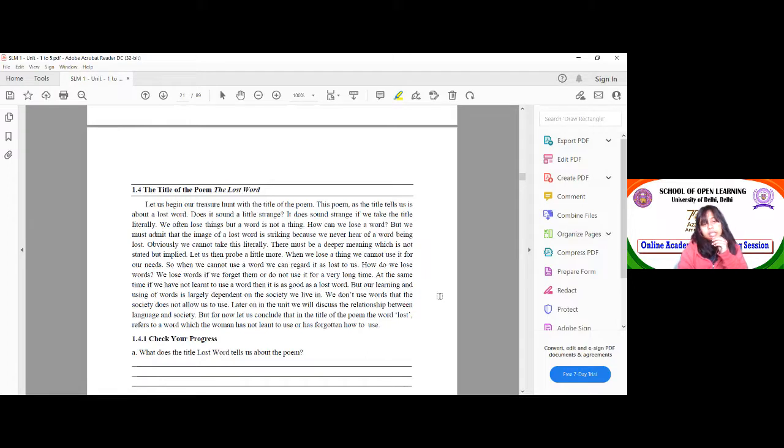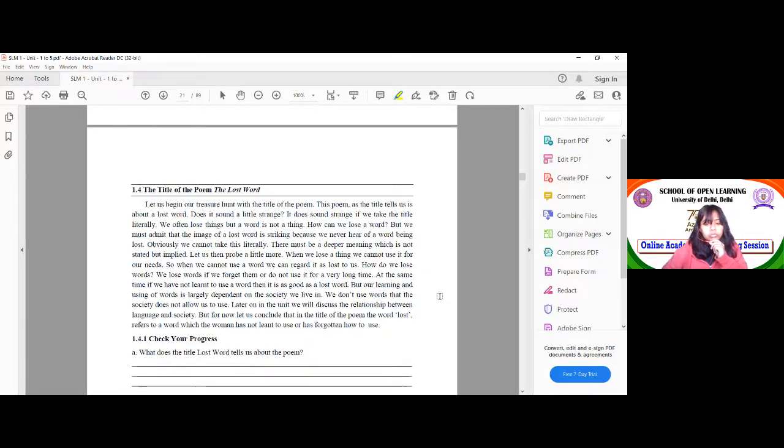So here it's written, let us begin our treasure hunt with the title of the poem. This poem, as the title tells us, is about a lost word. So when you start reading this poem, the first thing that you see is इसका title है The Lost Word. तो आपको पता चल जाता है कि ये poem एक lost word के बारे में. Now forget whether आपको थोड़ा सा strange लगता है कि what is a word, like how can you lose a word. Forget all that. But you know कि this poem is probably about this strange thing called losing a word.